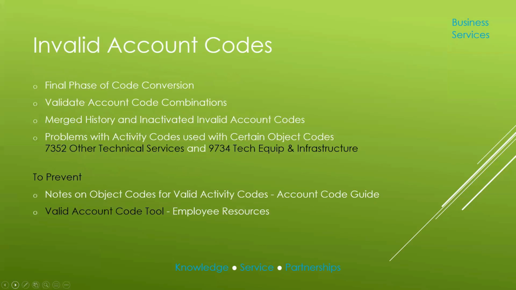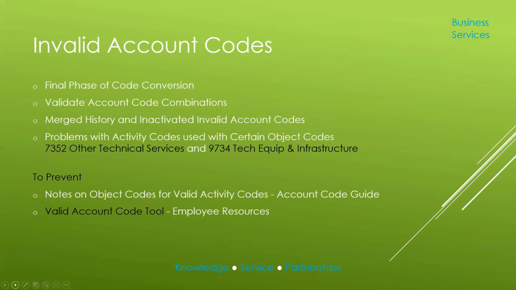In the final phases of all the account code conversions, we also got prescribed account code combinations. So we also had to validate our account code combinations, and there were many errors. We were merging history and inactivating invalid account codes. Now, there are some problems that we're having with activity codes that are used with certain object codes.